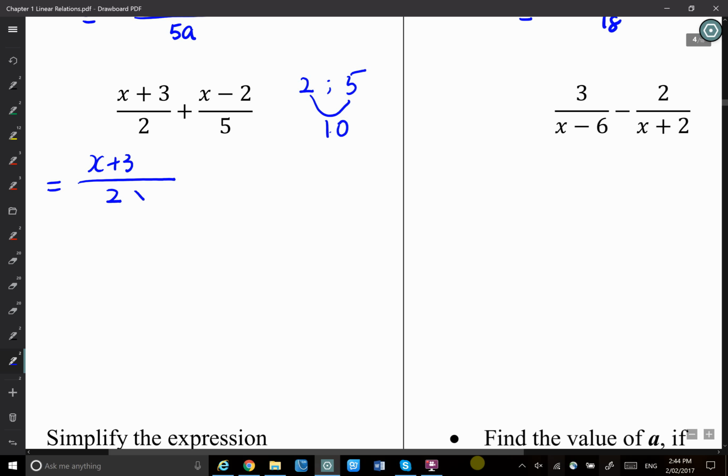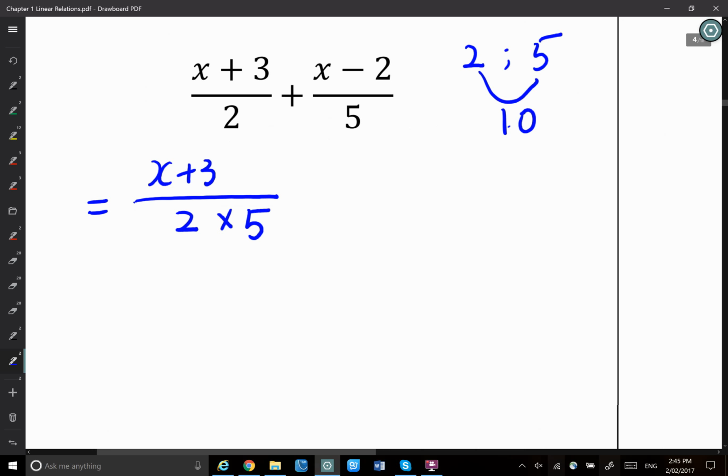Okay, I have 2 and I have x plus 3. I need to times 5 to make that 10. For the numerator, everything together needs to be times by 5. Okay, so you have a bracket there, you have a bracket there, plus, that's x minus 2 over 5.